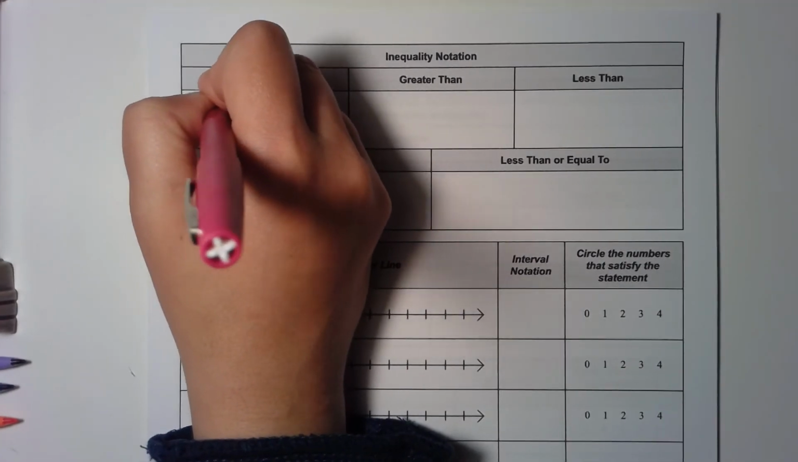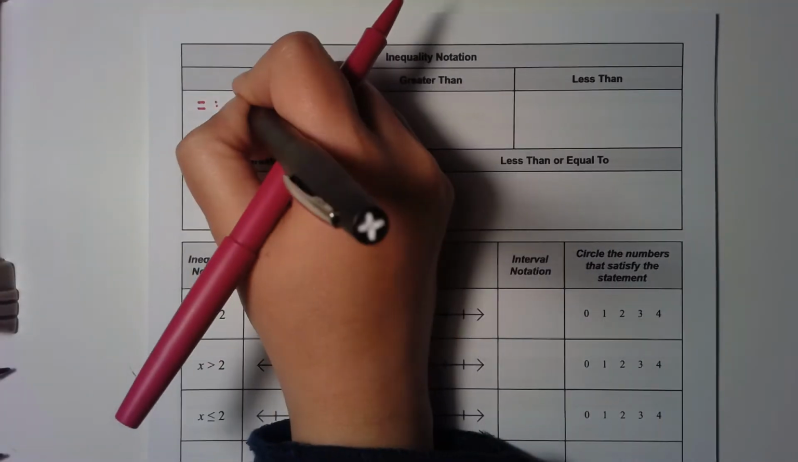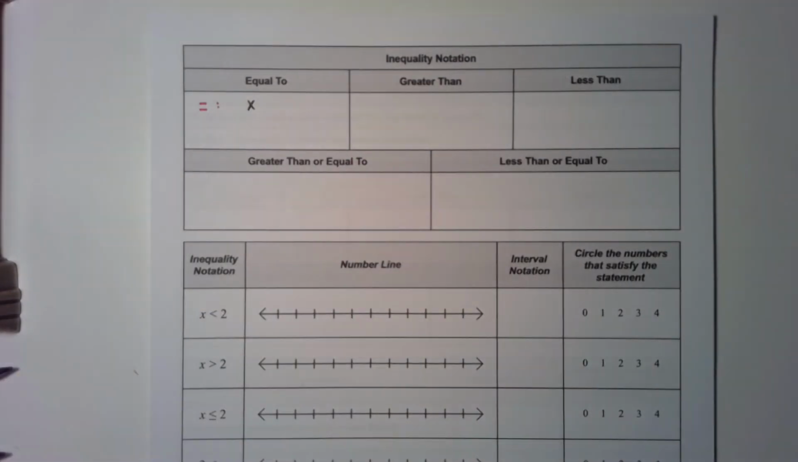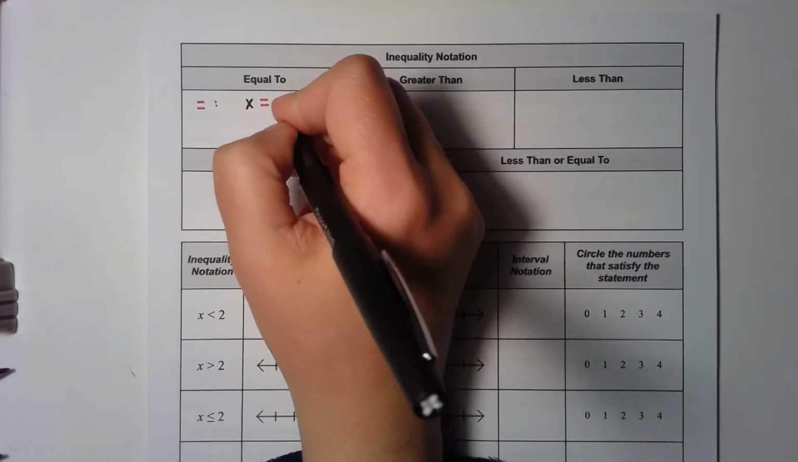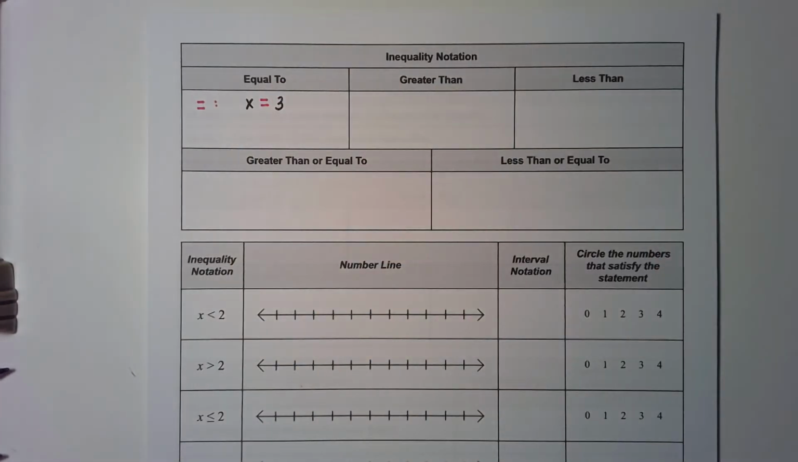Now, an example here would be if you wrote the statement x, which is the numbers that you're looking for, is equal to the number 3. By showing that x is equal to the number 3, you're basically saying 3 is the only number that satisfies this problem. 3 is the only solution. Now, there are other ways to describe solutions.